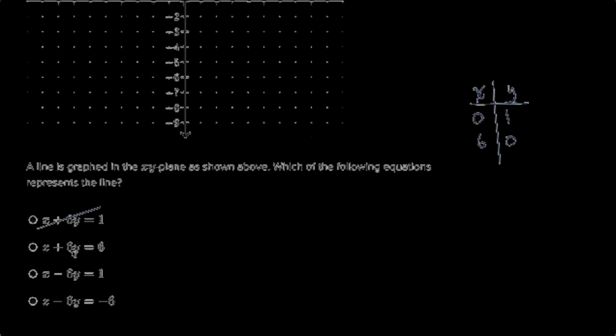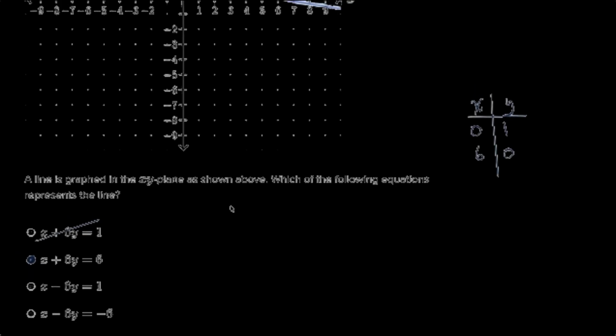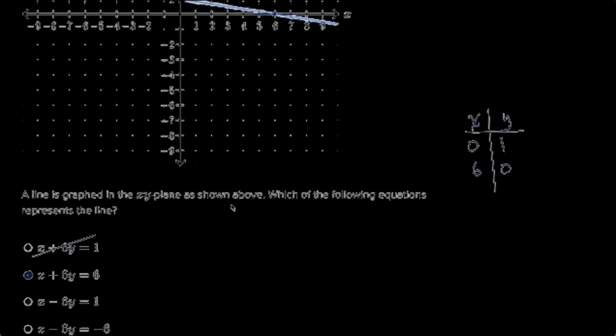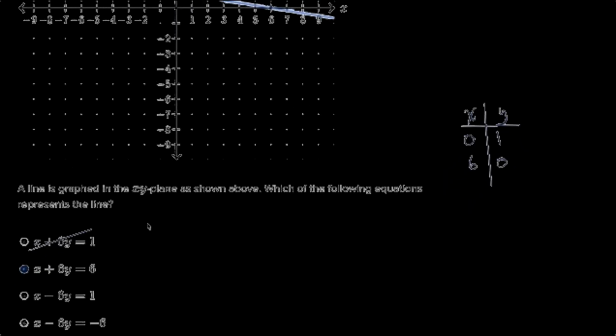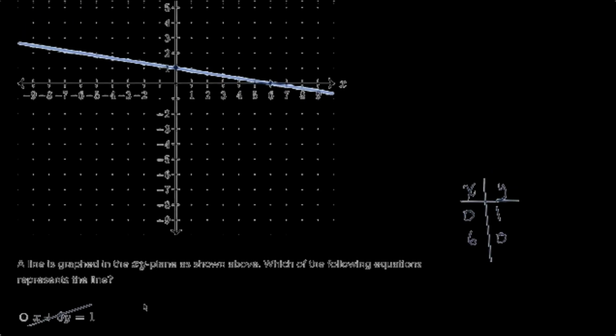Now, when y is 0, x needs to be equal to 6. So if y is 0, this goes away, and x is equal to 6. So we're done. This is our choice. Now, there are other ways we could do it. We could write it first in slope-intercept form and then convert to this form right over here. So let's do it that way as well.